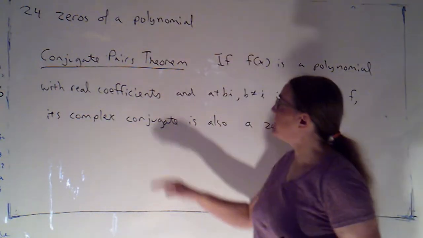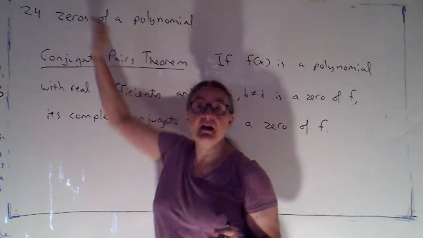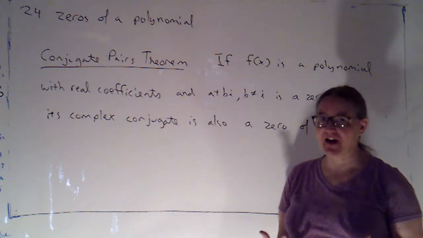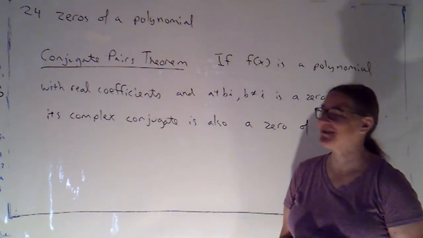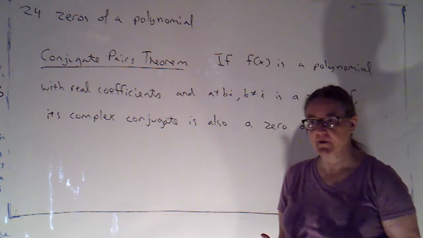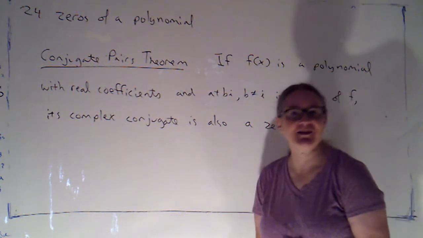In section 2.4, we're going to continue looking at polynomials, and in particular looking at their zeros. And we're going to get some theorems that are going to make it a little bit easier for us to find them in a lot of circumstances. Just a heads up, I'm going to present the material in a slightly different order from your textbook. Shouldn't be a big deal, but just wanted to acknowledge that.